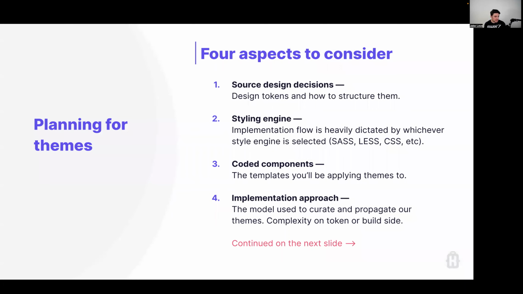So when we're planning for our themes, there's 4 things that we really want to consider here. The first one is our source design decisions. A lot of times that encompasses things like our design tokens, how we structure them, like we were just talking about. The next part is the styling engine that we'd like to use. And that implementation flow is heavily dictated by the specific style engine that we select. If you're going to be doing things with Sass or Less or CSS and a PostCSS preprocessor, that kind of changes how you're tactically going to go about implementing these things. Then of course you've got your coded components.